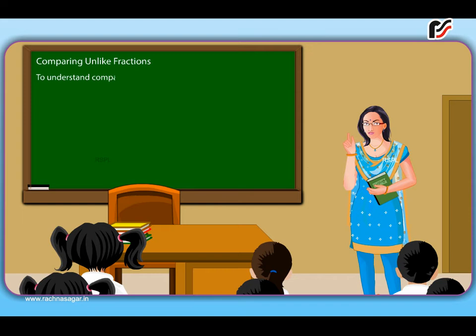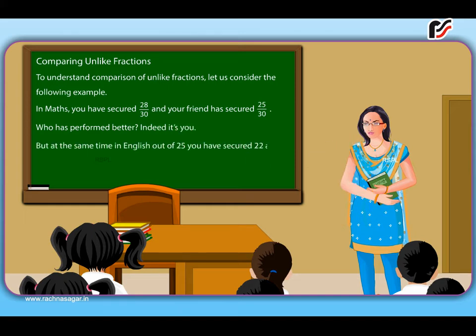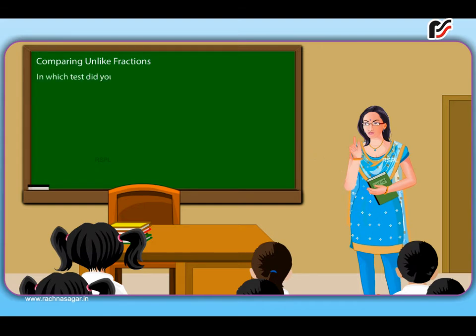To understand comparison of unlike fractions, let us consider the following example. In maths, you have secured 28 by 30 and your friend has secured 25 by 30. Who has performed better? Indeed, it's you. But at the same time in English, out of 25, you have secured 22. And in the other test, you have secured 18 out of 20. In which test did you perform better?